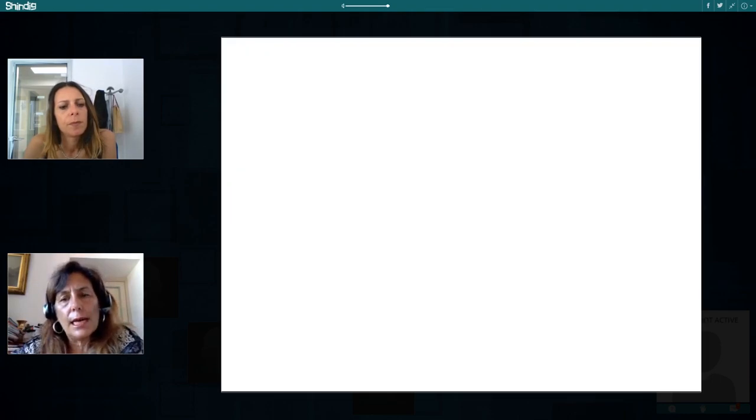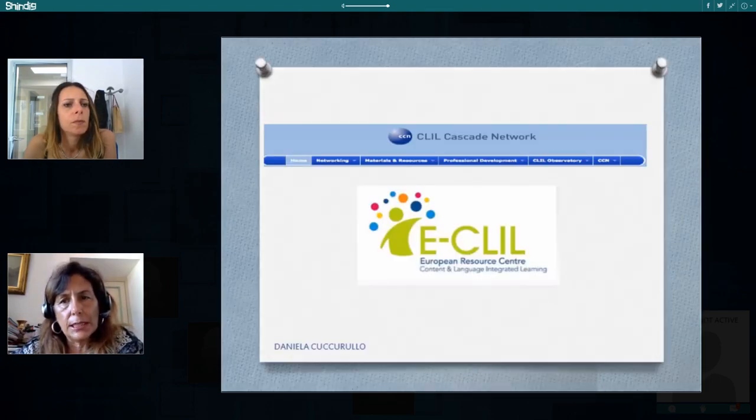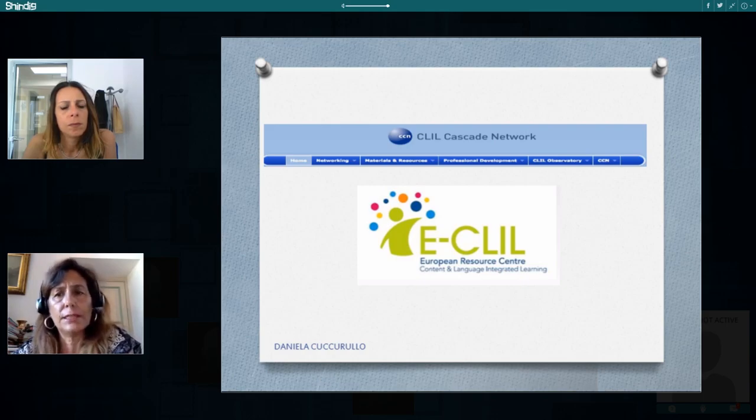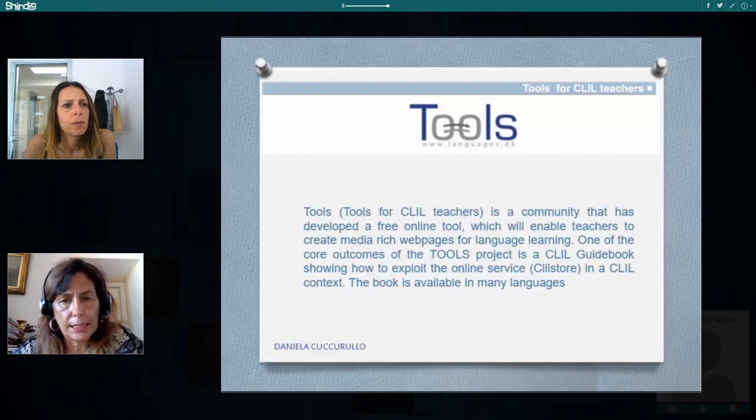Now, once you have improved your skills in the target language, I think that one of the best ways to promote and to increase your CLIL, content and language integrated competence, is through networks and communities. One of the best examples of a CLIL network is the CLIL Cascade Network, or another one is eCLIL, the European Resource Center. The third one is, of course, the EVO, Electronic Village Online, that Letizia mentioned just a few slides before.